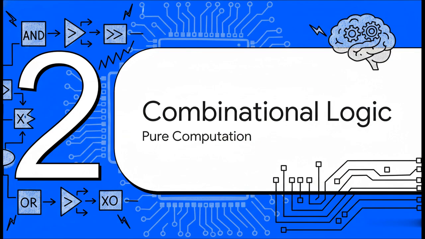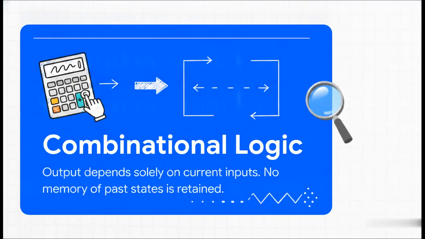Moving right along to Section 2, combinational logic, or pure computation. So what is combinational logic? By definition, it's a circuit where the output depends solely on its current inputs. There are absolutely no feedback paths. A better way to say it is that it has zero memory. Think of it like a standard desktop calculator. You punch in 2 plus 2, and it instinctively reacts to give you 4 based purely on the buttons you just pressed. But the second you hit clear, total amnesia. It has no idea what you just calculated.